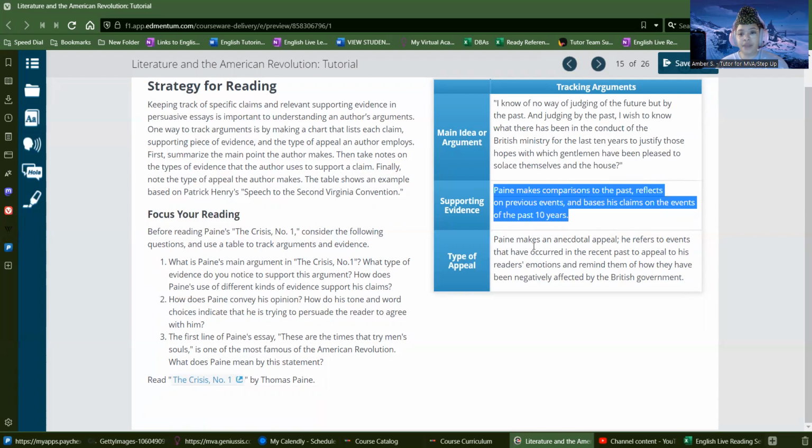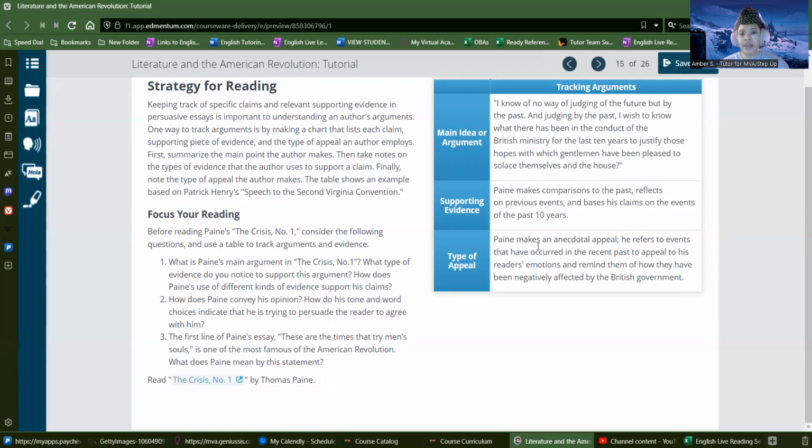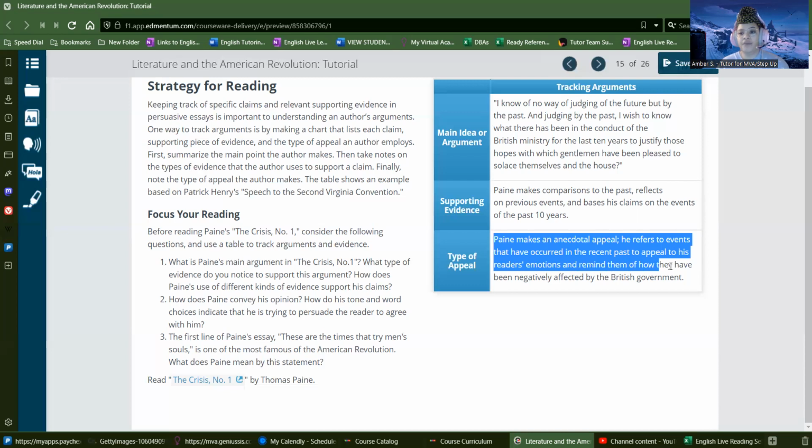And that type of appeal, that evidence that he's making, is an anecdotal appeal. Anecdotal is when you tell a true story that is an example of the argument that you are trying to make. So this is an anecdotal appeal. He refers to events that have occurred in the recent past to appeal to his readers' emotions and remind them of how they have been negatively affected by the British government.